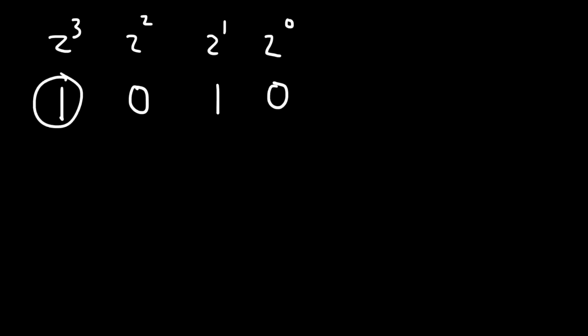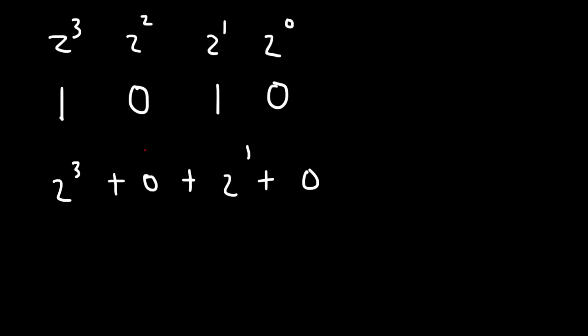So 1 times 2 to the third power, that is equal to 2 to the third power. And then if we multiply 2 squared by 0, that's going to give us 0. And we're going to add these values. And then it's going to be 1 times 2 to the first power, which is just 2 to the first power. And then 0 times 2 to the 0 is 0. So everywhere you see a 0, you could ignore it. So we only need to focus on the numbers that contain a 1.